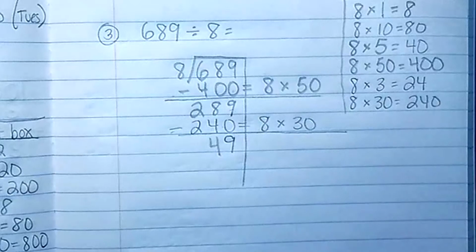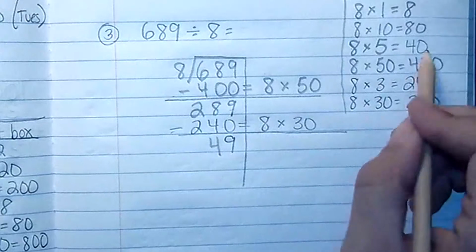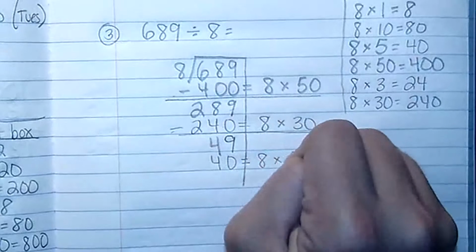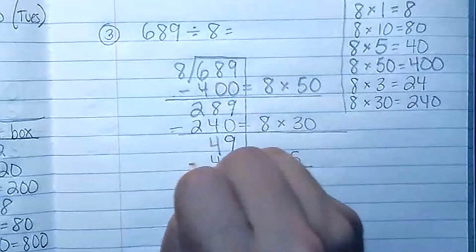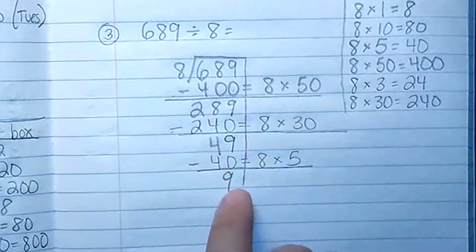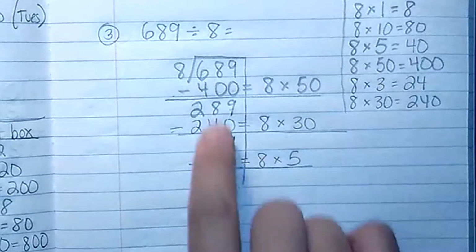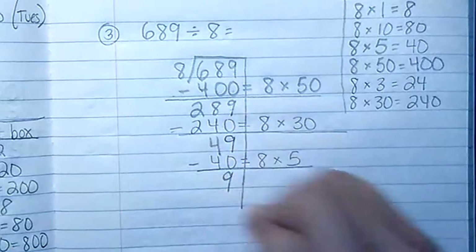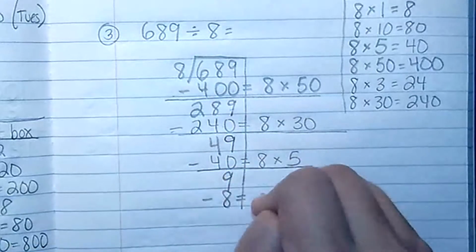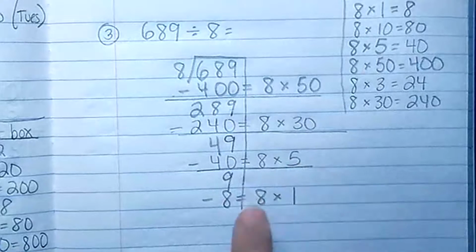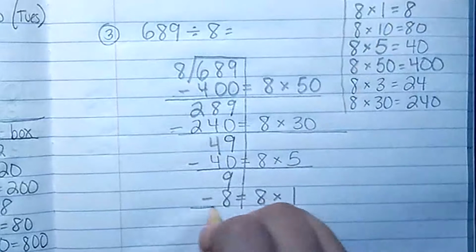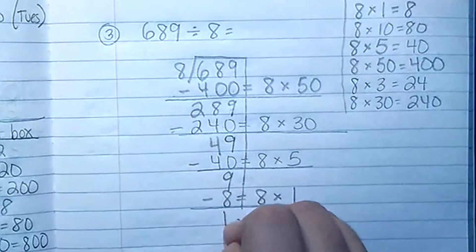Looking up in my easy fact box, is there a number that's close to 49 but not bigger than it? Yes, 40. 40 equals 8 times 5. And I subtract, and we have 9 left. Can I leave 9 as my remainder? I'm dividing by 8. No, it's too big. So I'm going to subtract 8, and 8 equals 8 times 1. I got it right here from my box. It has to be smaller than that number so I can subtract. And now I have a remainder of 1.